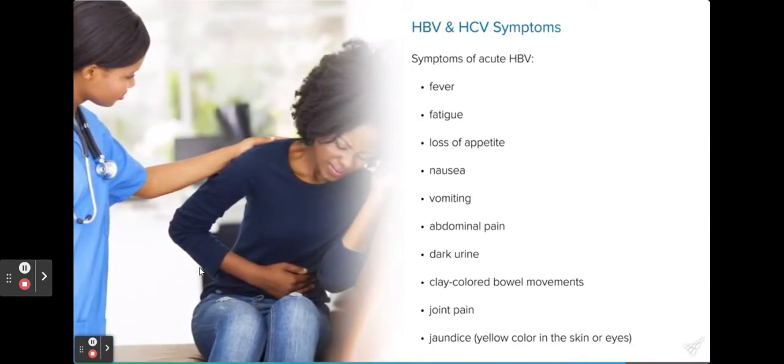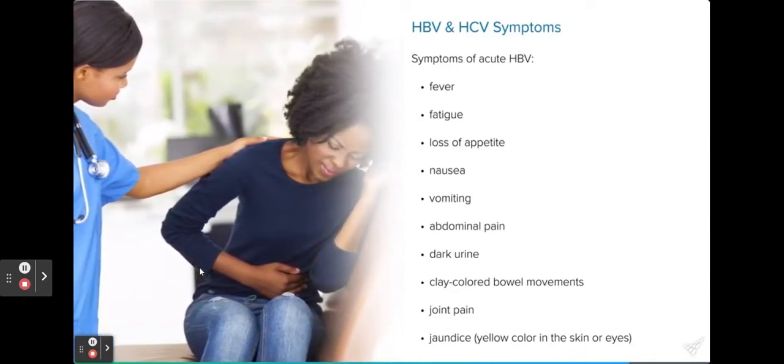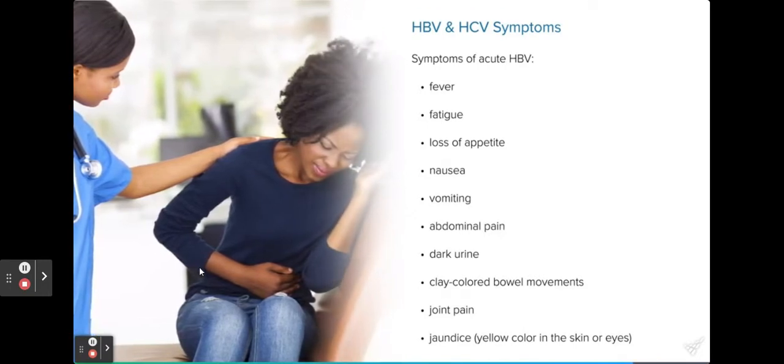These symptoms may appear as soon as 90 days after exposure or may not appear until 20 or 30 years after exposure.